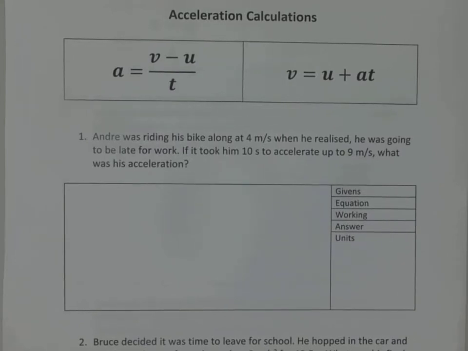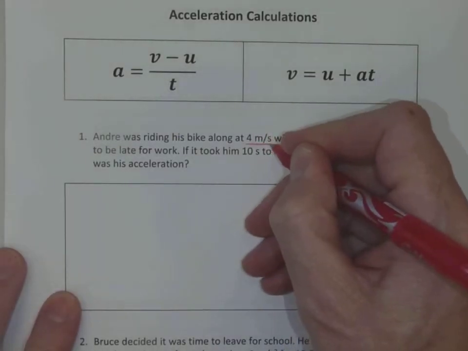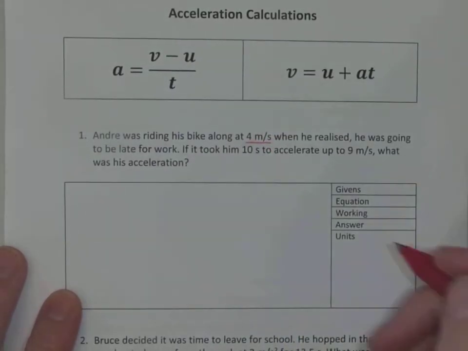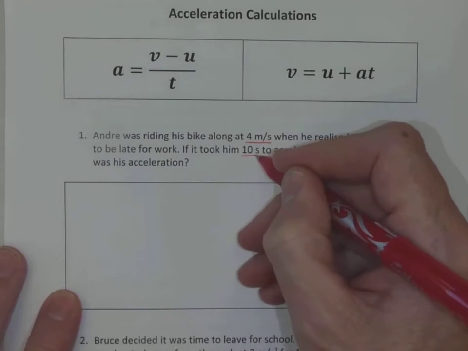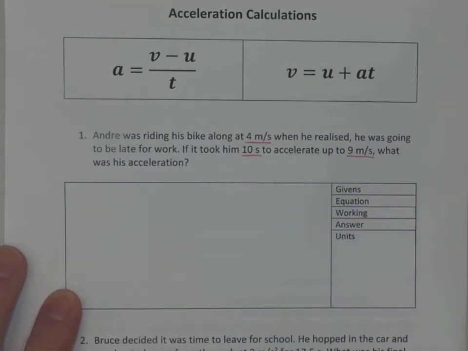Okay, so in our first one here we have Andre was riding his bike along at 4 meters a second when he realized he was going to be late for work. It took him 10 seconds to accelerate up to 9 meters a second. What was his acceleration? So I look at the question and I think to myself, right, what are the important things here? So he's moving along at 4 meters a second. He's going to be late. He takes 10 seconds to accelerate up to 9 meters a second.